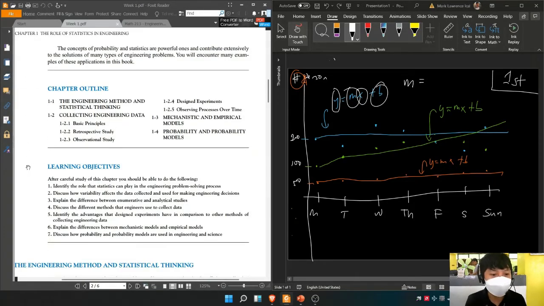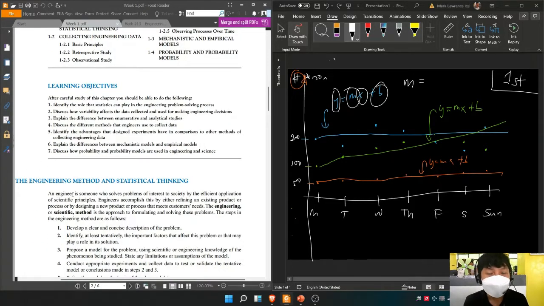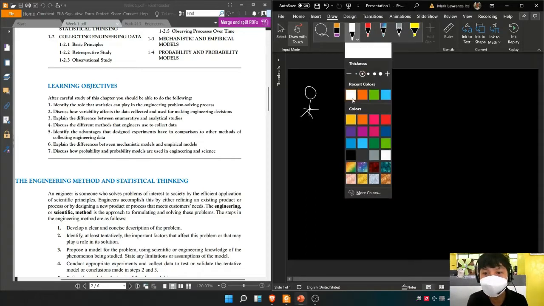So right now we're going to talk about the engineering method and statistical thinking. The engineering method. Okay, so let's say that this is an engineer, and you have a hard hat.